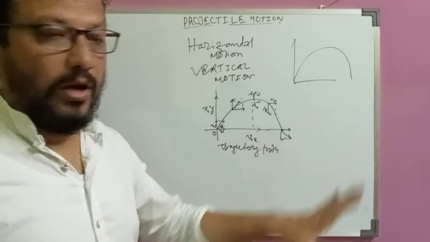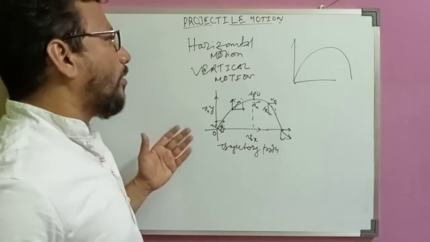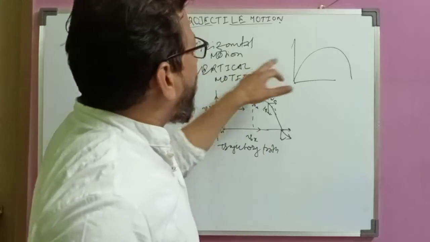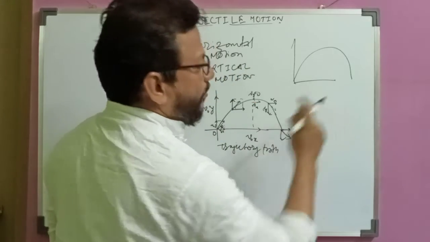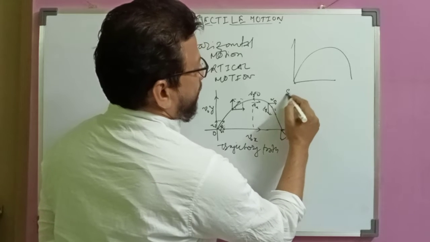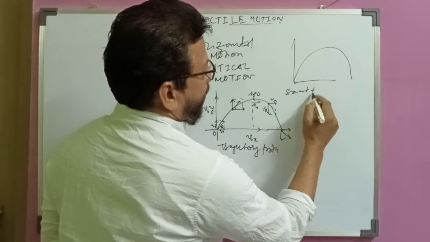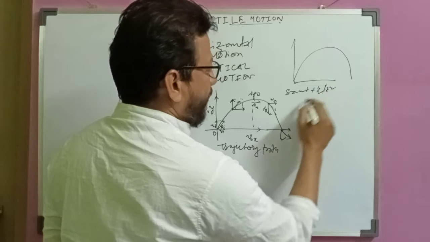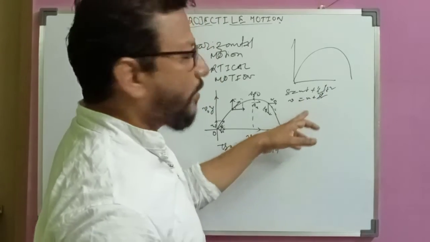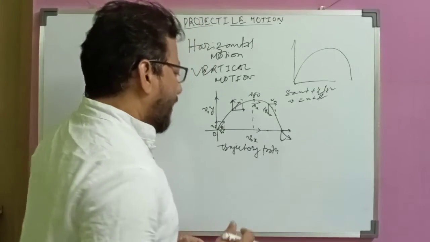Now we'll go to the formulas. What are the formulas? Previously, when the body was in rectilinear motion, what did we learn? S is equal to ut plus half ft square. V is equal to u plus ft, or you can say v naught, or vx.